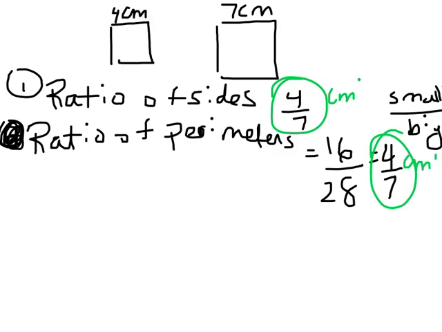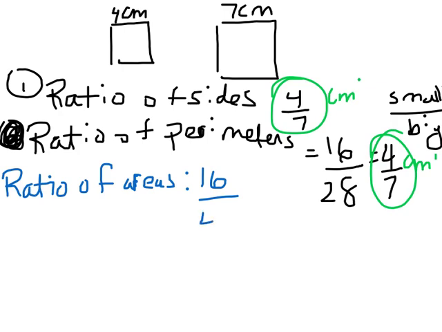Now look what happens when we talk about the ratio of the areas. This is a great figure to work with because it's easy to do these areas. You square 4, you get 16. You square 7, you get 49. Notice that this is 4 over 7 squared. What is your unit on area usually? Something squared. Area is a square kind of measurement. Here this would be centimeters squared. So the reason I took the side and squared it is because area is a square kind of thing.